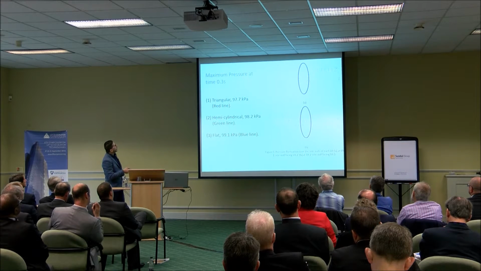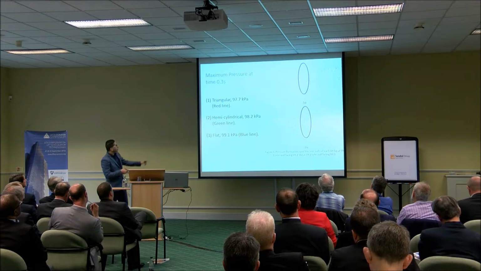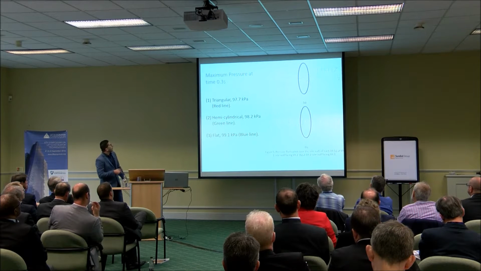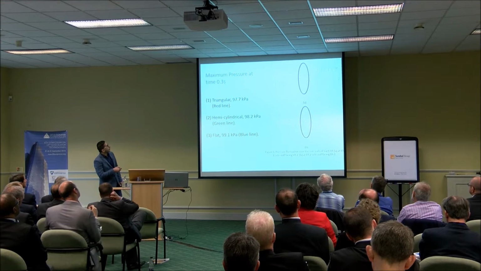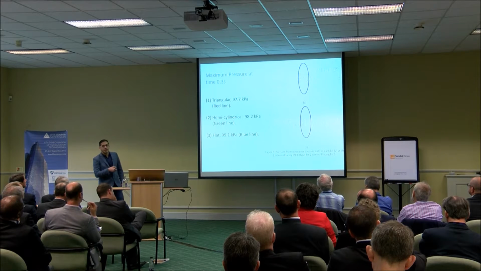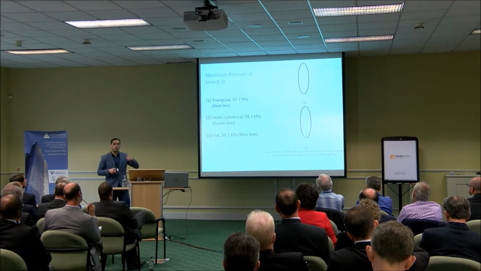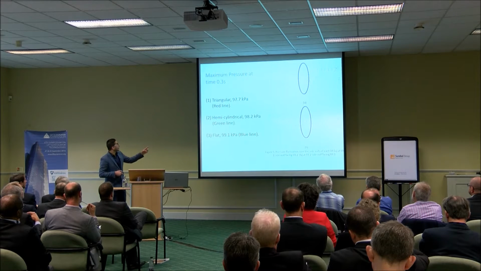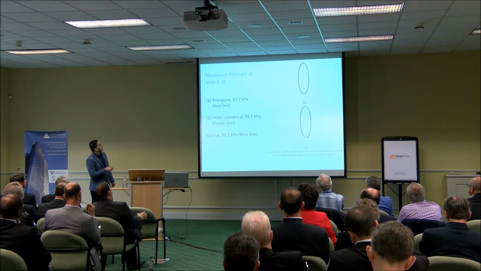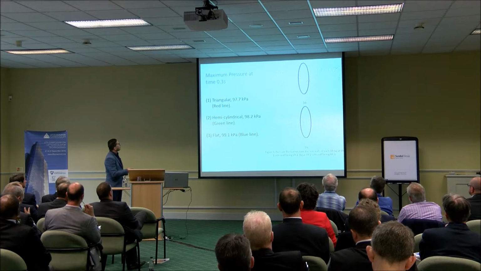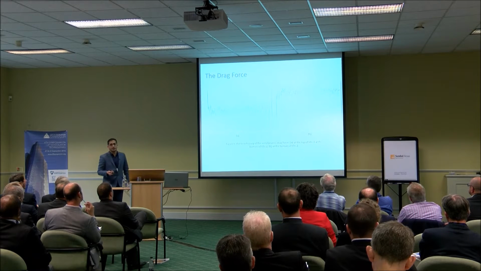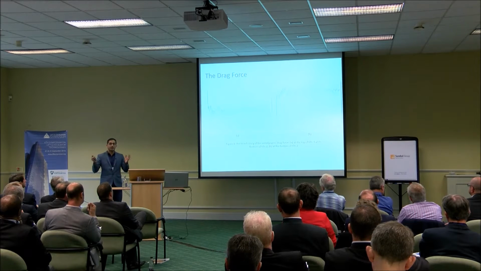The blue line represents the pressure that acts on the flat lift, which is 99.1 kilopascal, and the green line represents the pressure that acts on the hemicylindrical lift. The red line represents the pressure that acts on the triangular lift, which is the lowest value in here, which is 97.7 kilopascal.